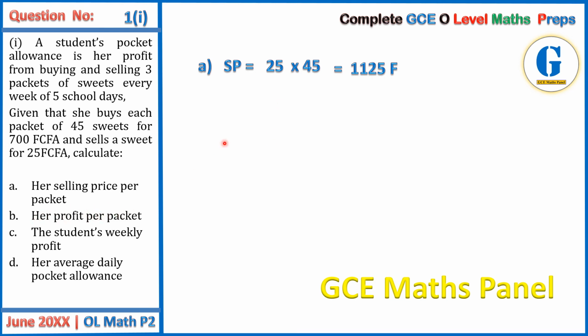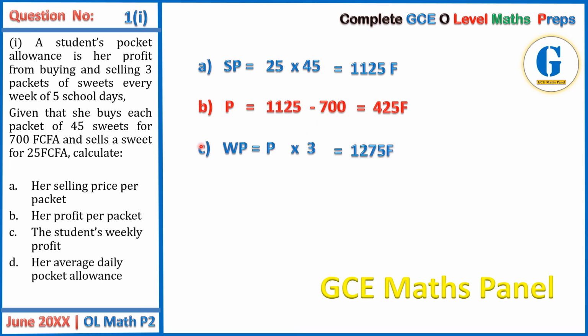Now her profit per packet, how much does she make for 1 packet? This one is just 1 packet. So for 1 packet, her profit will be equal to this selling price minus the cost price. The cost price is 700 francs. So that's her profit for 1 packet. Now, what is the student's weekly profit? Now this is her profit for just 1 packet, and she sells 3 of these packets in a week. So her weekly profit will be this amount times 3. That gives us 1,275 francs.